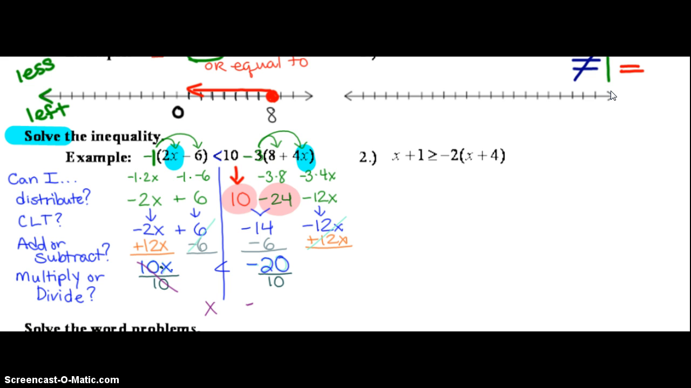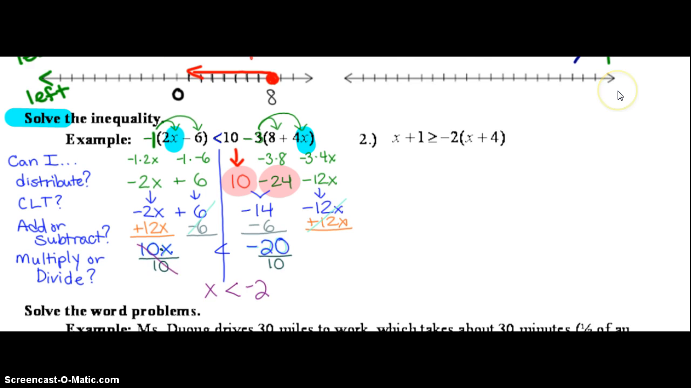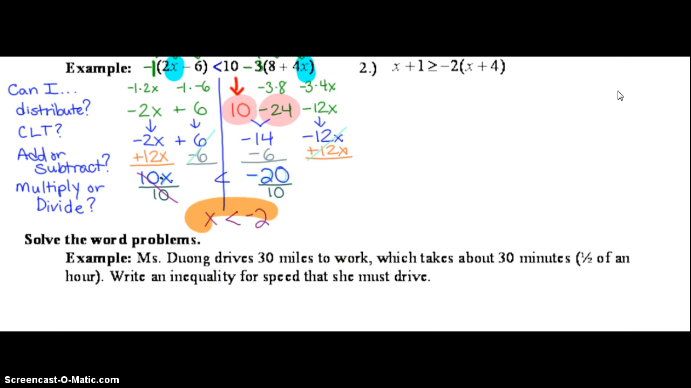10x divided by 10 leaves me with x. Negative 20 divided by positive 10 leaves me with negative 2. Before I choose my symbol for the inequality, I have to ask, did I divide or multiply by a negative? No, I divided by a positive, so I can keep the less than sign. Only if I divide or multiply by a negative do I have to switch it. So my final answer is x less than negative 2.